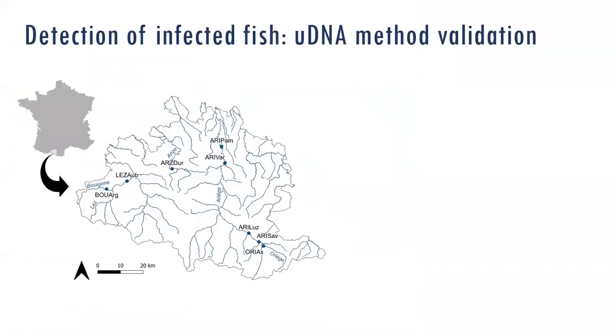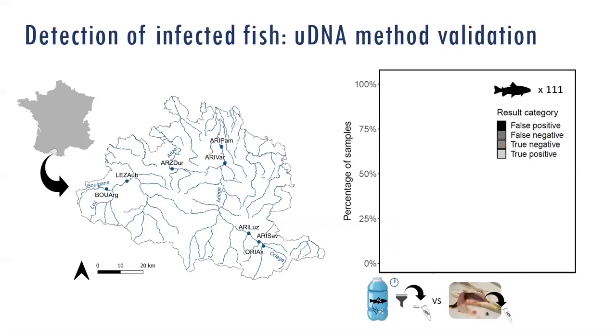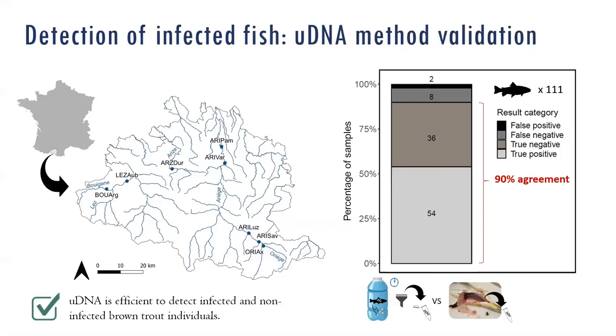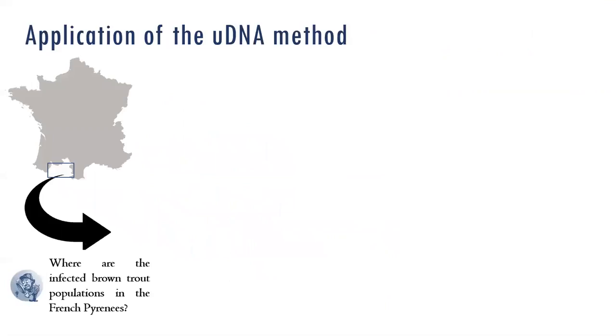status. We tested this method on 8 different sites, showing contrasted environmental conditions, on a total of 111 fish. When comparing the detection of parasite DNA in the urine with droplet digital PCR and that detected in the kidney of the same fish, we get 90% agreement between the two methods, showing that uDNA is efficient to detect either positive or negative individuals, and that regardless of their site of origin.